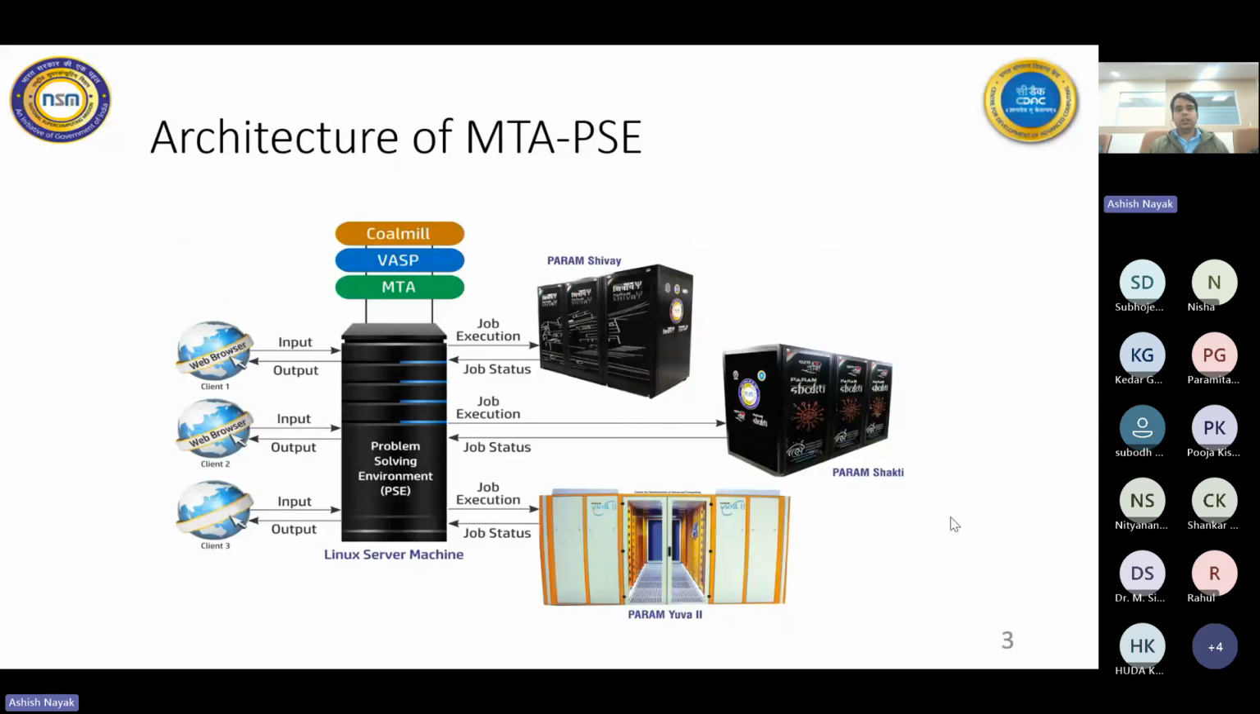So basically this is the architecture of the MTA PSC. As you can see here, there is a web browser. You will get the site of the PSC through which you will submit your job. We will give you an input file, and you will just click through 3 to 5 steps, and after that your job will get submitted. The job will be executed on the Param based system, which in this case can be any of the NSM clusters.